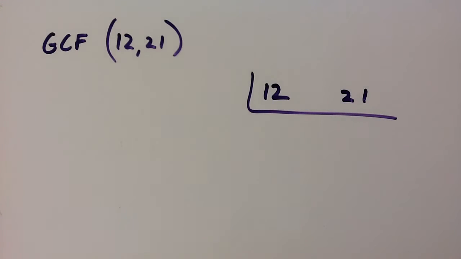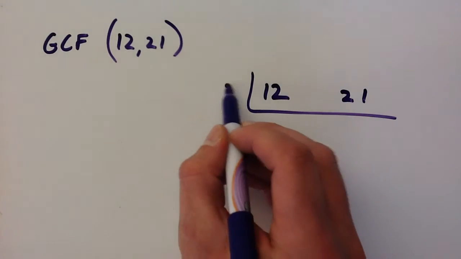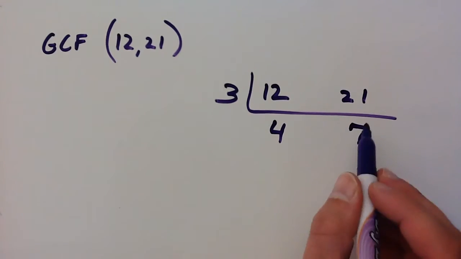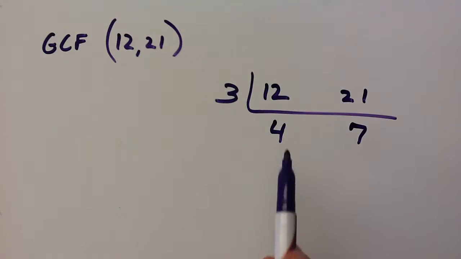Are they divisible by 3? Well, yes they are, right? I'm going to pull out a 3 because 3 times 4 is 12 and 3 times 7 would be 21. Do 4 and 7 have a common factor? They don't, other than 1, and so I can't make an additional ladder.